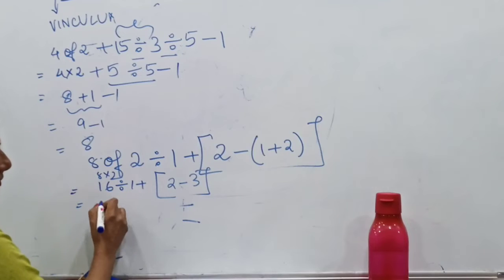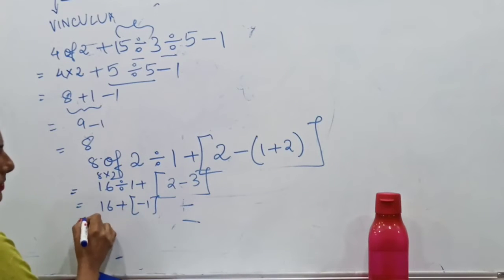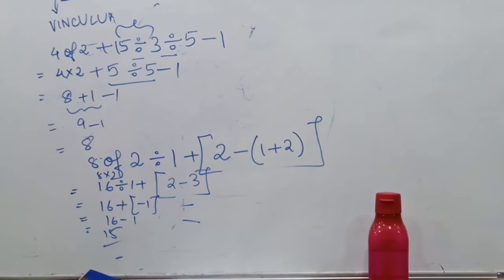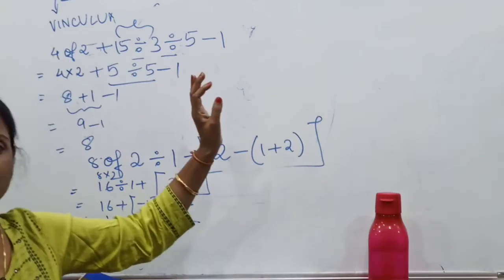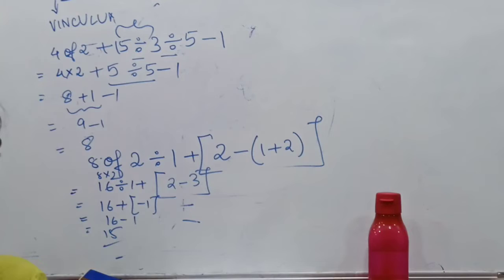16 divided by 1 is 16. 2 minus 3 is minus 1. So minus plus is minus. 16 minus 1, the answer is 15. So this is all about solving an expression using the BODMAS rule. If you follow this rule nicely, then there is no chance of making mistakes.